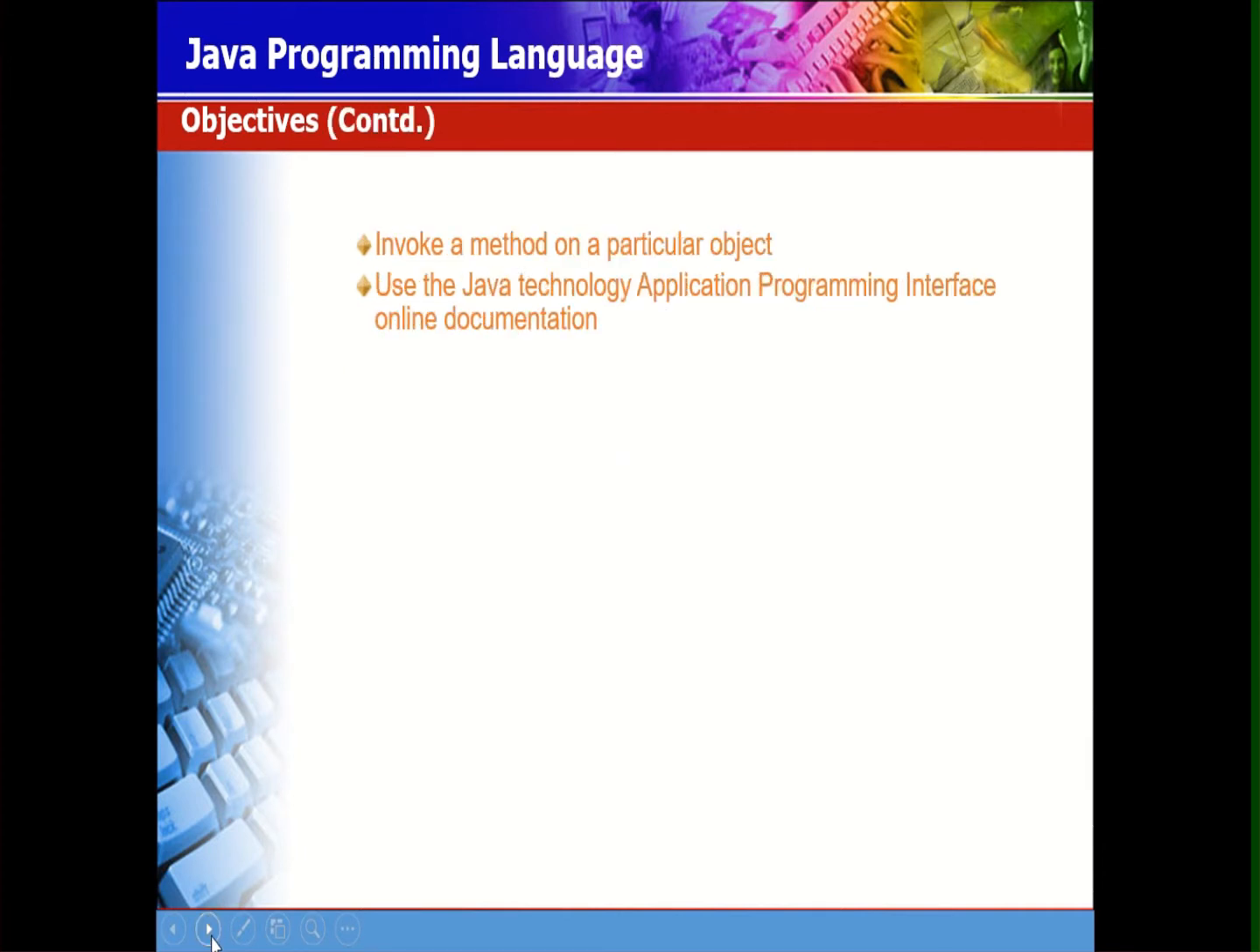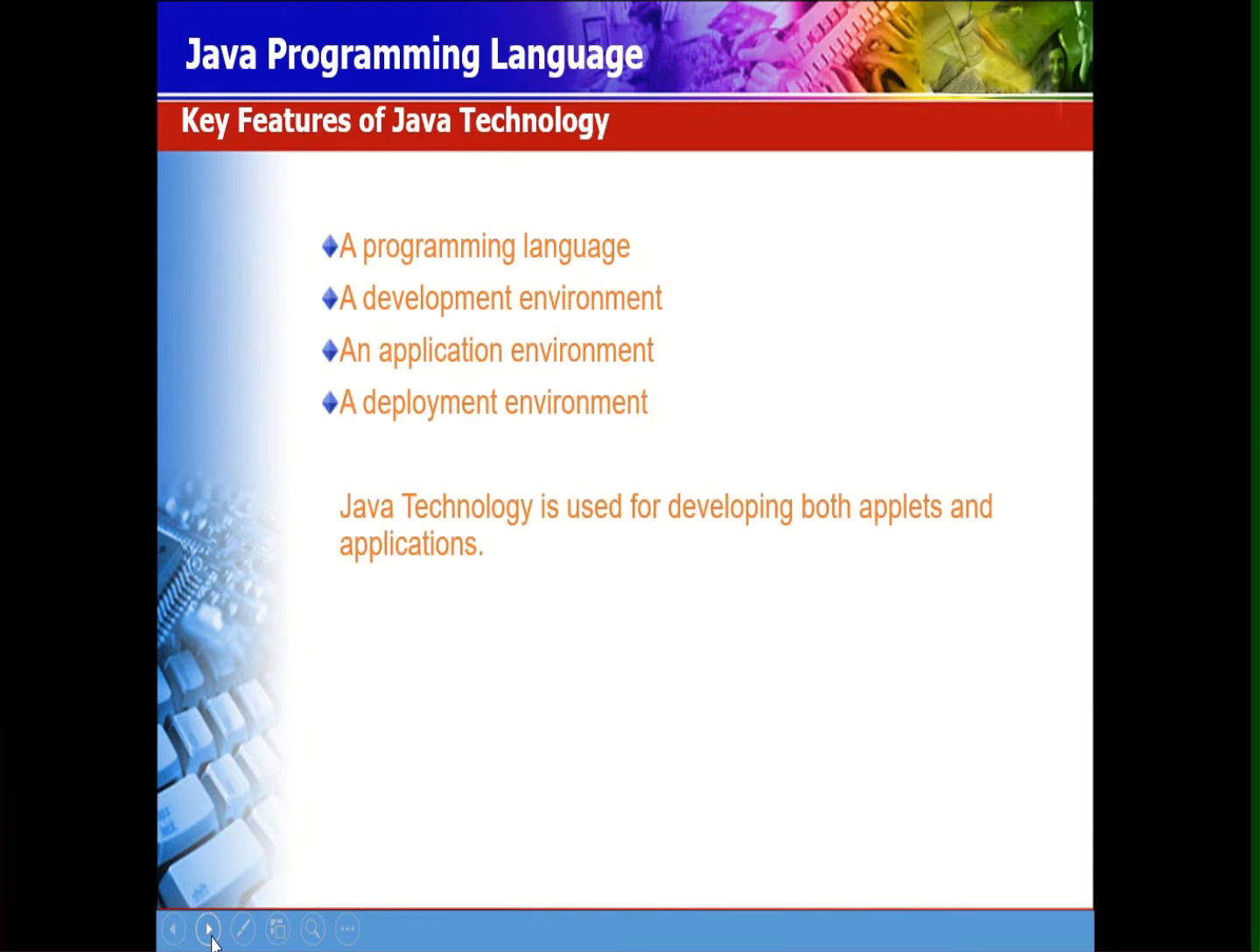Invoke a method on a particular object. Use the Java Technology Application Programming Interface online documentation. So the key features of Java technology are a programming language, a development environment, an application environment, and a deployment environment. Java technology is used for developing both applets and applications.